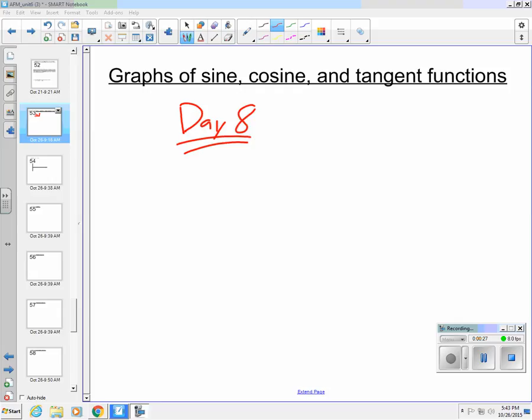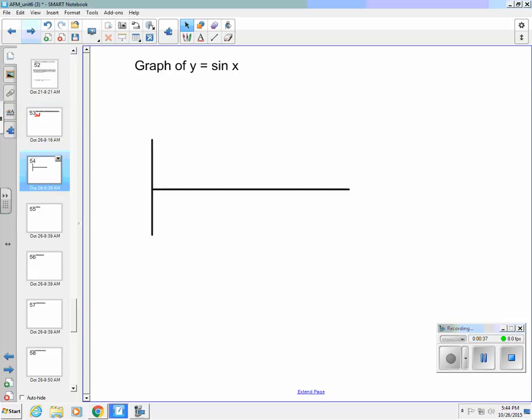So we're going to look at each of the parent functions for sine, cosine, and tangent, and in class tomorrow we're going to review those three functions as well as all the parent functions we've covered so far this year. So first we're going to look at the graph of sine.